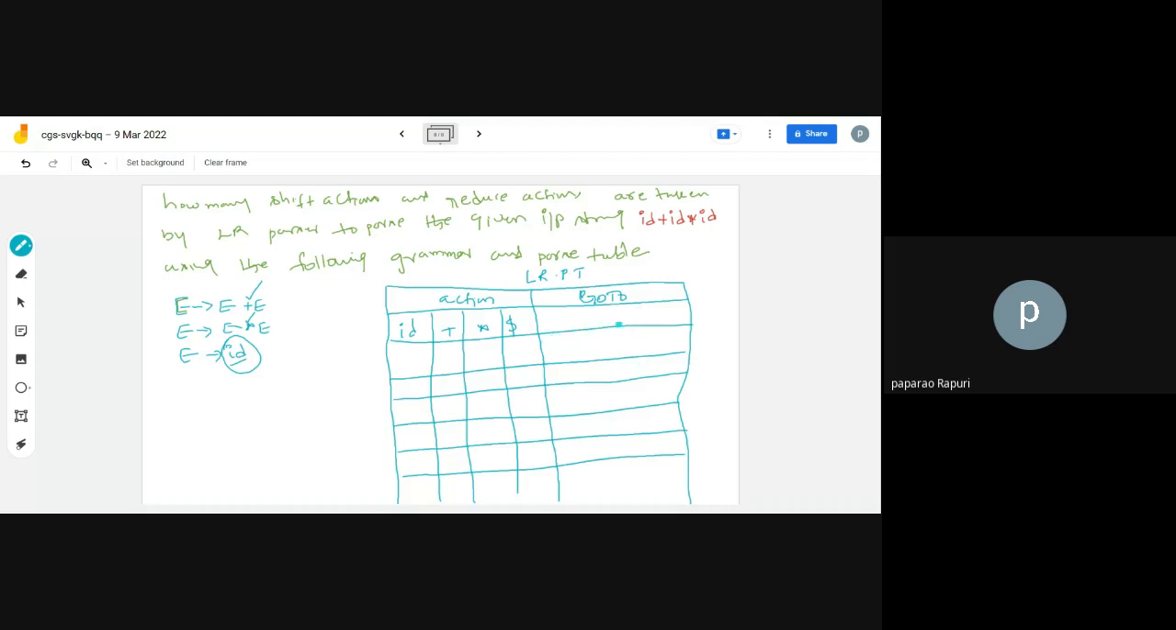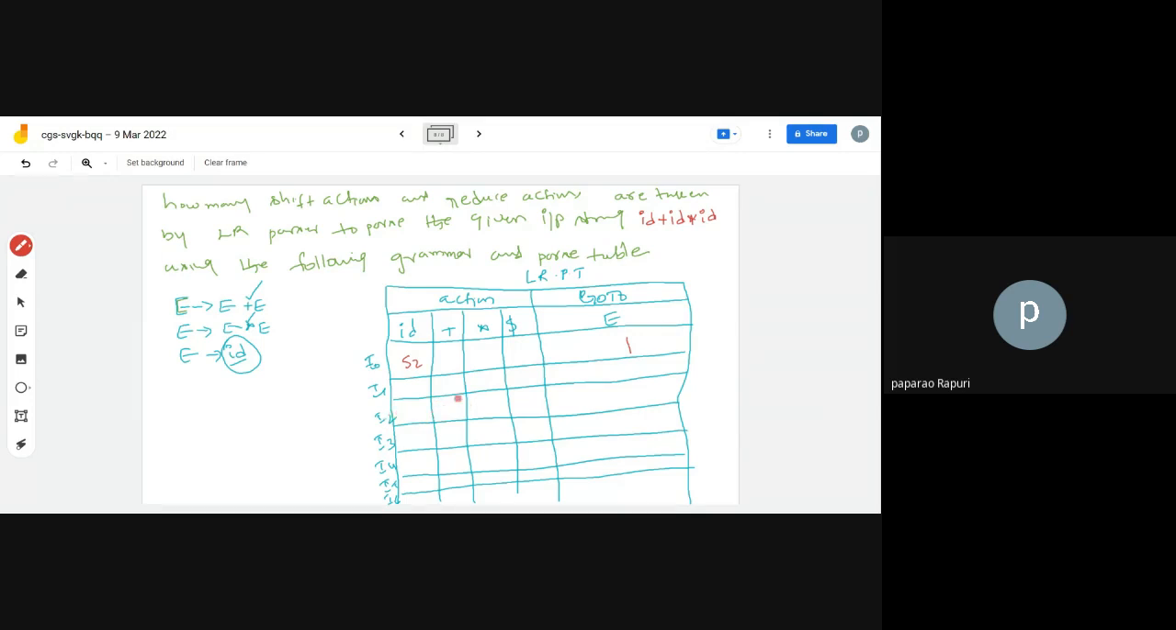In the go to part, we have only one non-terminal. Here it is I0, I1, I2, I3, I4, I5, I6. The table data are: I0 on ID is S2 and I0 on E is 1.